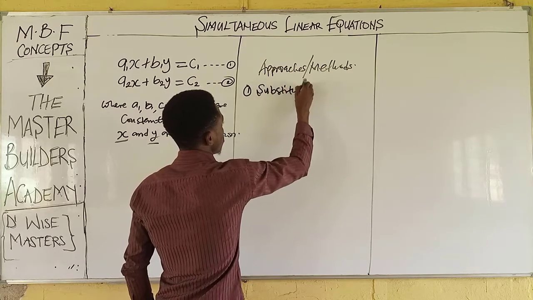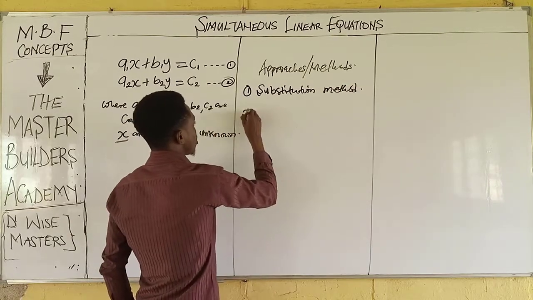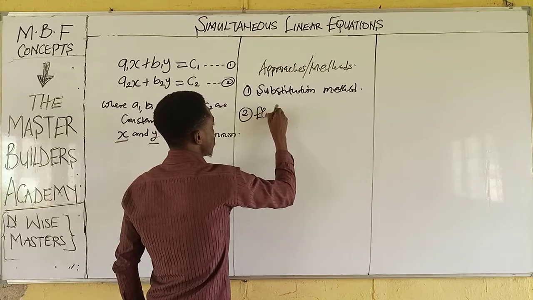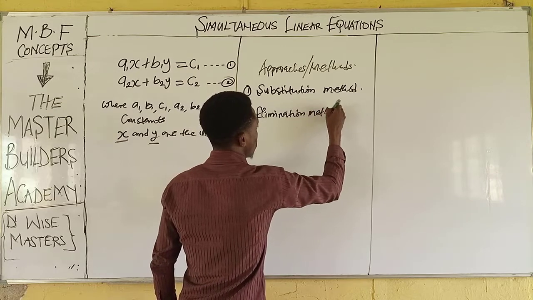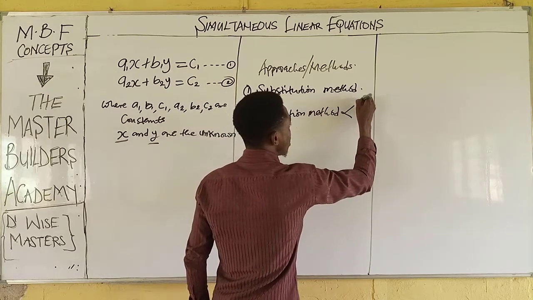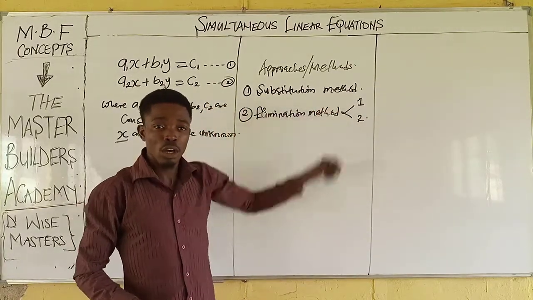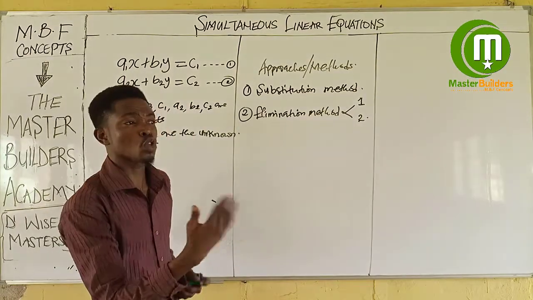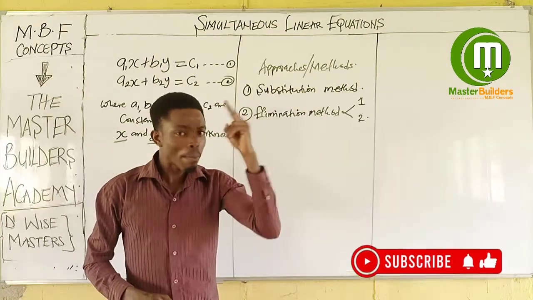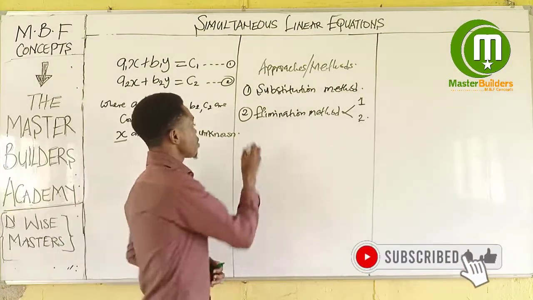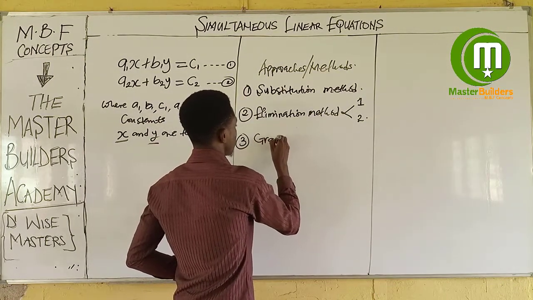substitution method. Then number 2 method is elimination method. And this elimination method is divided into 1 and 2. So that means here now we have 2 methods under elimination. So elimination method, to solve simultaneous pair of simultaneous equation using the elimination method, you can use 2 elimination methods, and they are different approaches. Now 3, we have what we call the graphical method.